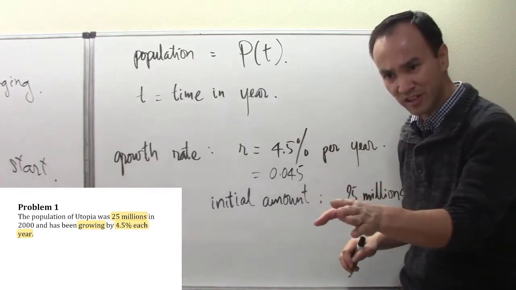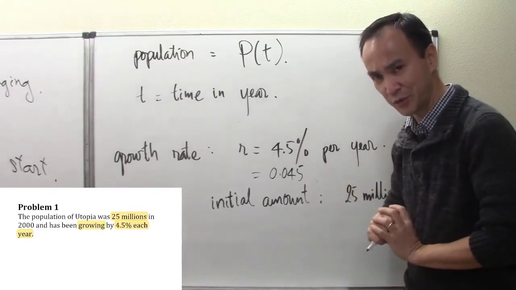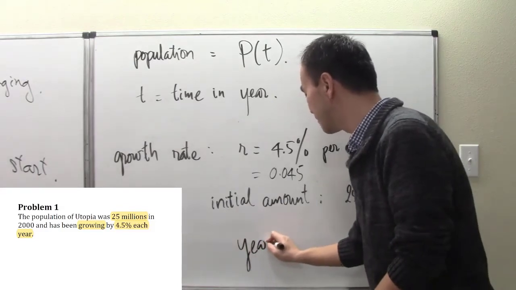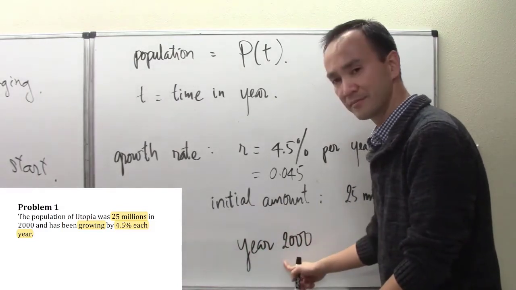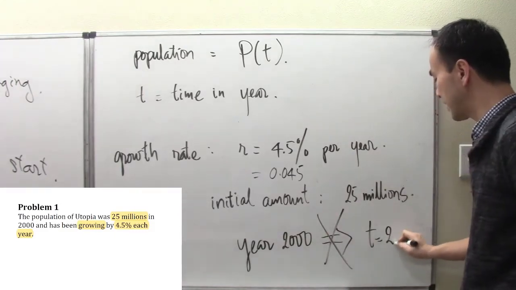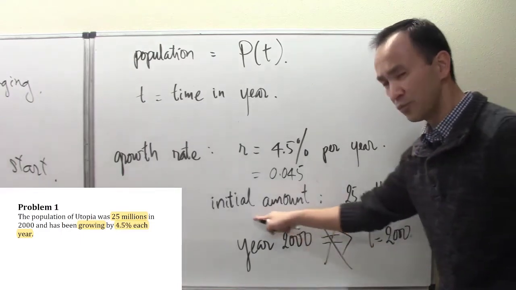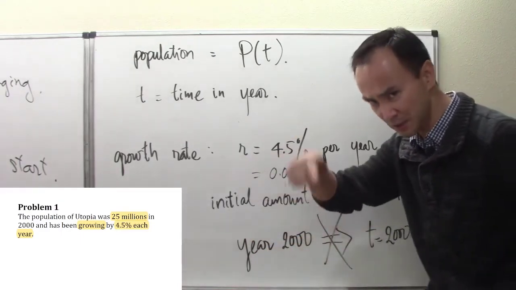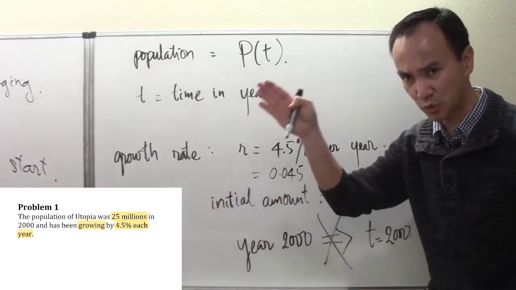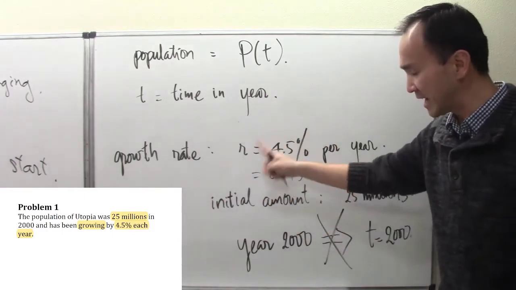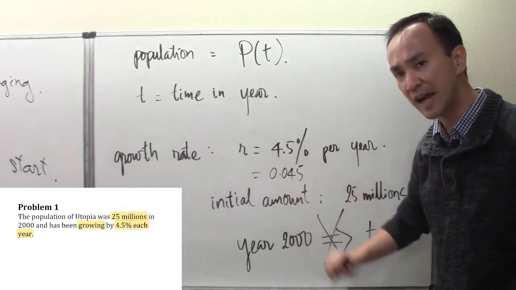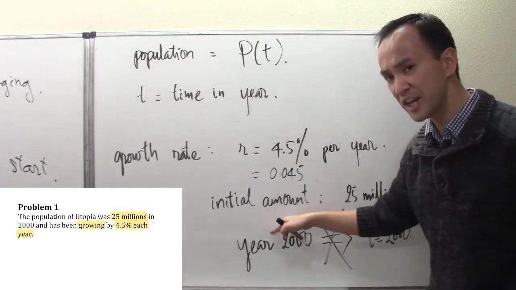So think about it like this. The problem talks about year 2000, and you're still seeing it on the screen right there. So year 2000 doesn't mean time. This does not mean t equals 2000. Nope, that's not true. In this problem, we're treating year 2000 as the initial time. That means when we start studying the problem, or in another way of saying it, this initial amount happens right at that instant when we reach year 2000.